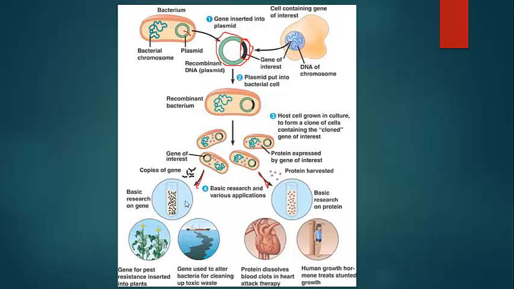Here you see some examples of genes that we can harvest from the bacteria. We can mass produce genes that are then given to plants that allow them to be resistant to pests. We could also use those genes and insert those genes in other bacteria.